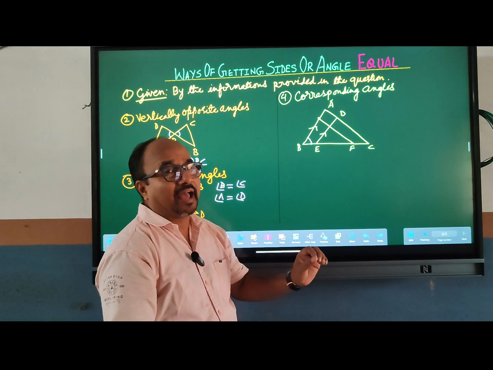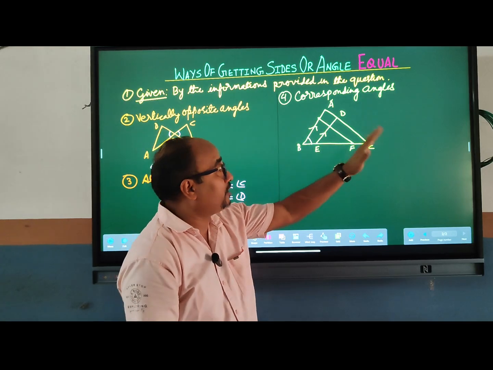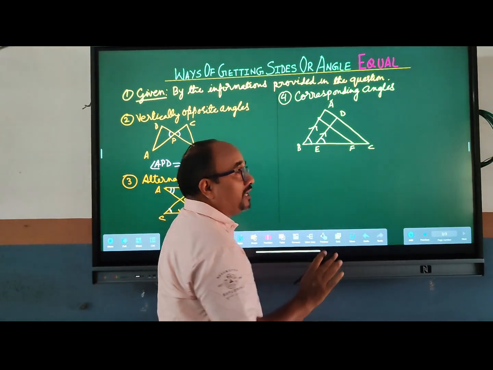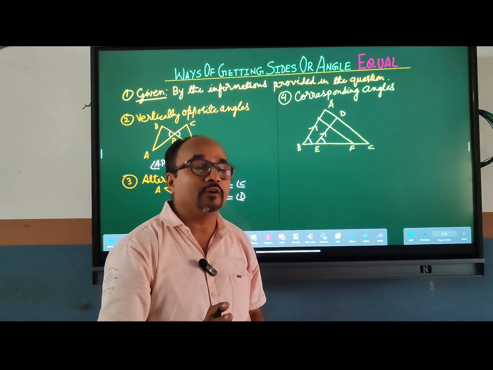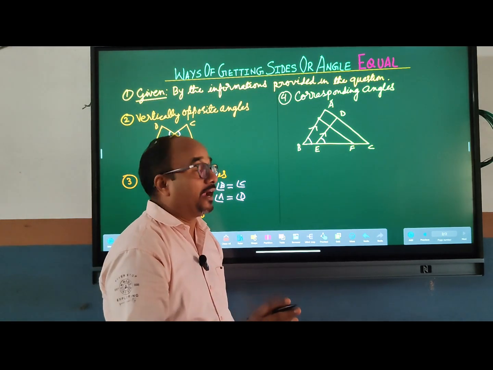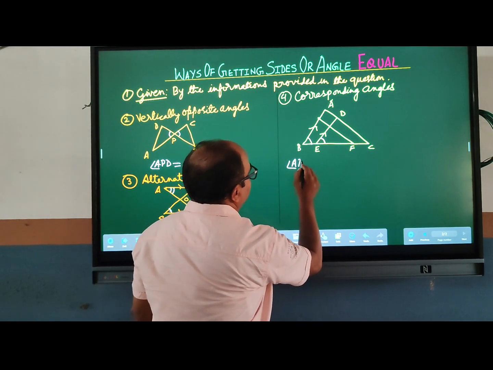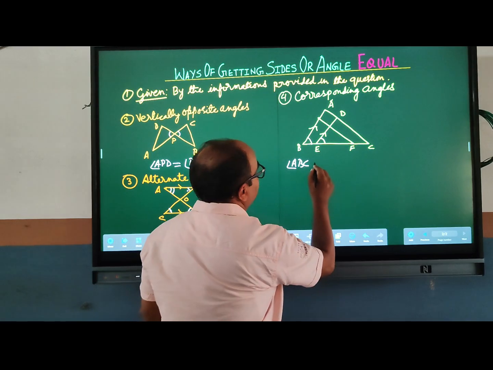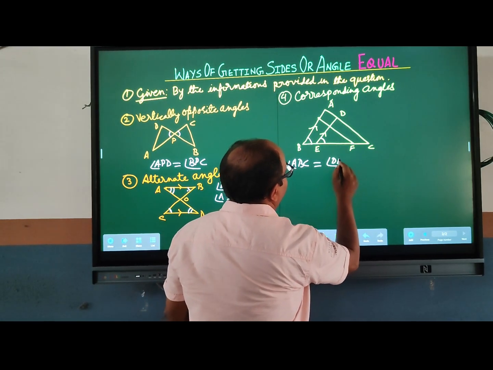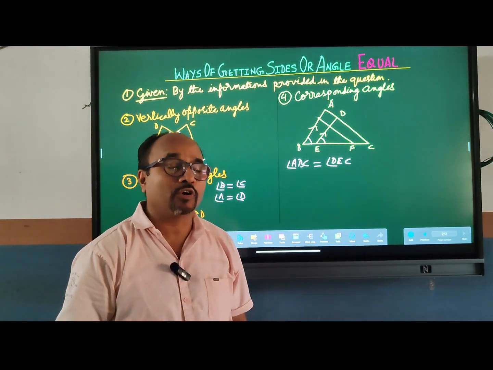Same place angle again, above the transversal and on the back side of the parallel line, is this angle. So these two angles will become equal by corresponding angles. Okay, so if I go to write those angles, angle ABC equals angle DEC. So these two angles are equal by corresponding angles.